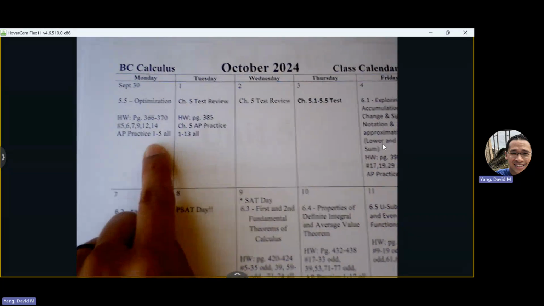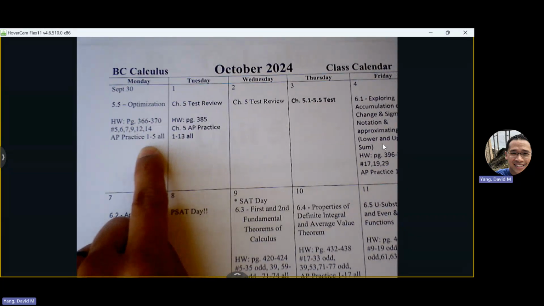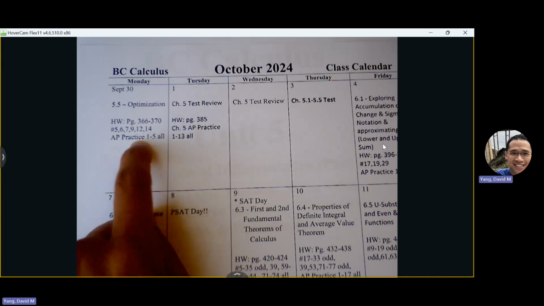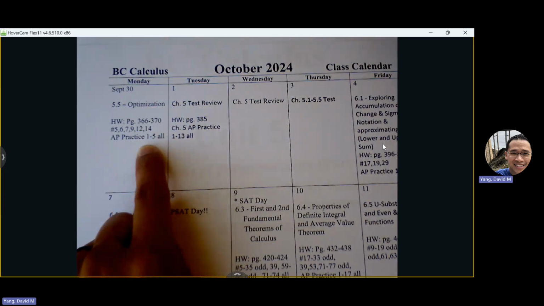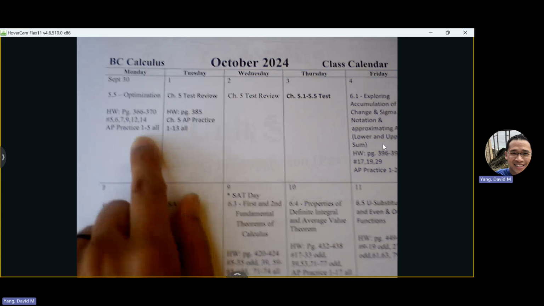Optimization is kind of a word problem, kind of like related rates. It's in the curriculum, so we go over it, but it doesn't show up on the AP exam that often. But it's not a big deal. I mean, it's just finding the derivative, setting the derivative equal to 0, and finding critical points. It's just in word problem format, so it feels a little bit different. But really, it's just finding critical points.